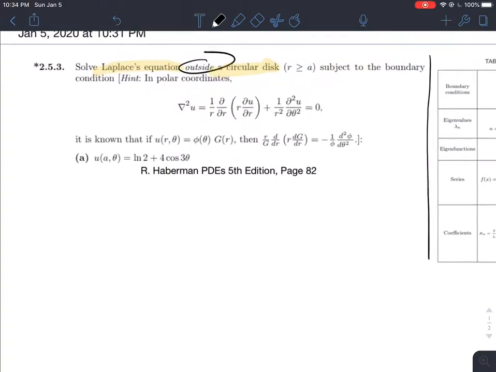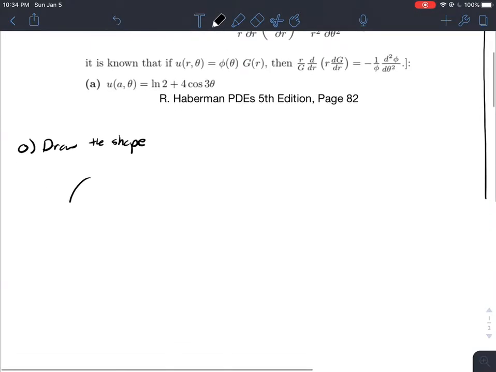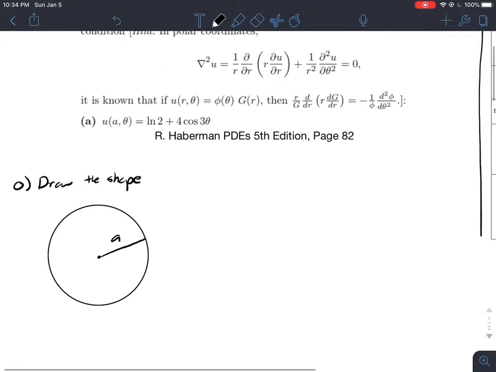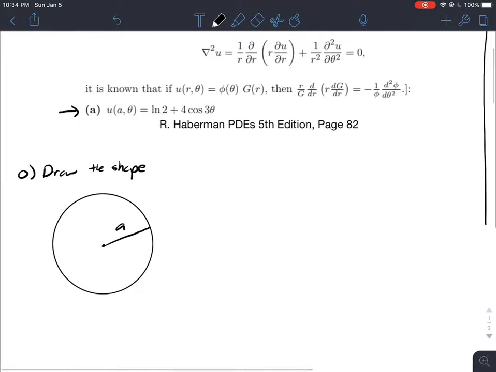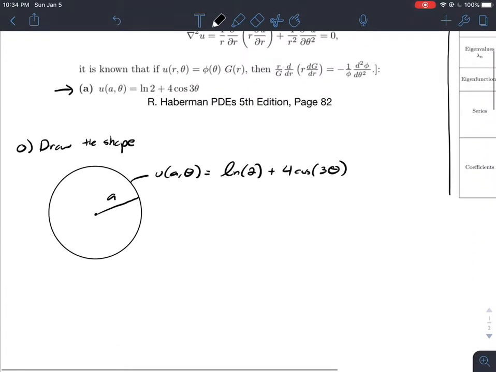Okay, so step 0 is to draw the shape. Okay, so a circular disk, of radius a. The boundary condition, which is given here, states that at the edge of the circle, u is going to be equal to the natural log of 2 plus 4 cosine 3 theta. And then the Laplacian on the surface is going to be equal to 0.